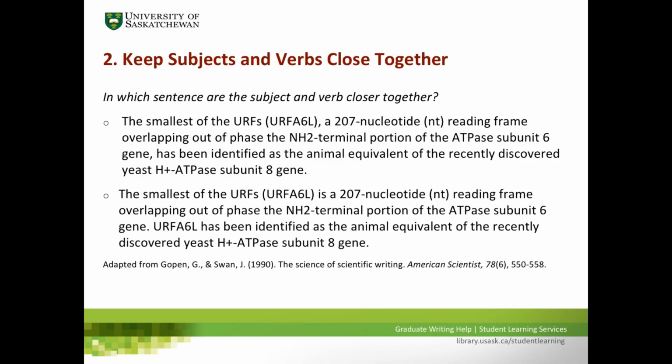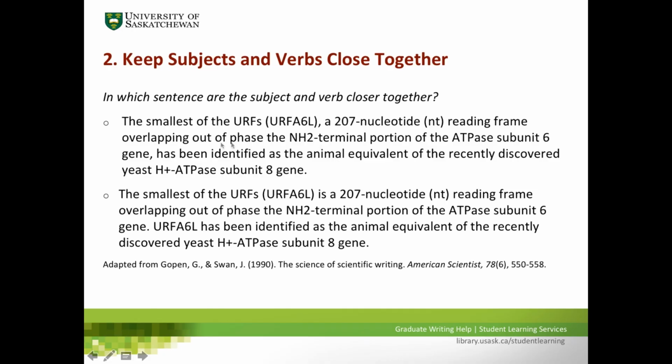And the second one: The smallest of the URFs is a 207 nucleotide reading frame overlapping out of phase, the NH2 terminal portion of the ATPase subunit 6 gene. URFA6L has been identified as the animal equivalent of the recently discovered yeast H plus ATPase subunit 8 gene. Whew, both of those are difficult to read. Well, you might have noticed that the second sentence is a little easier to read.